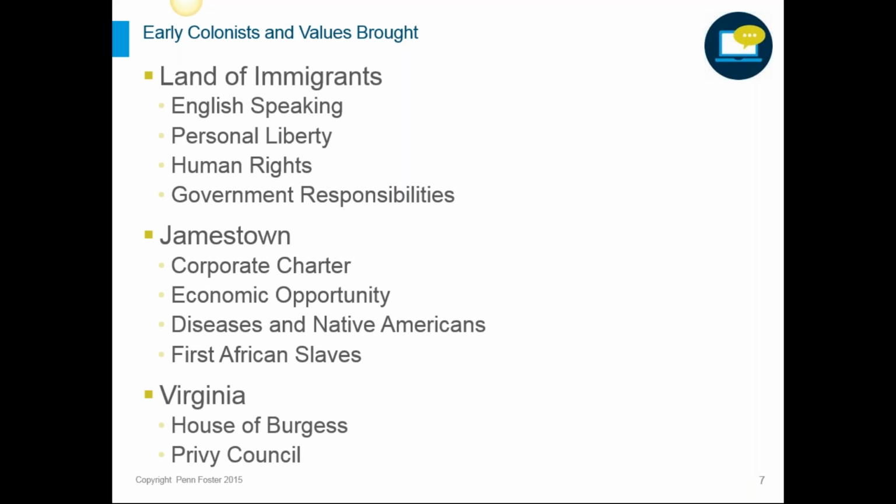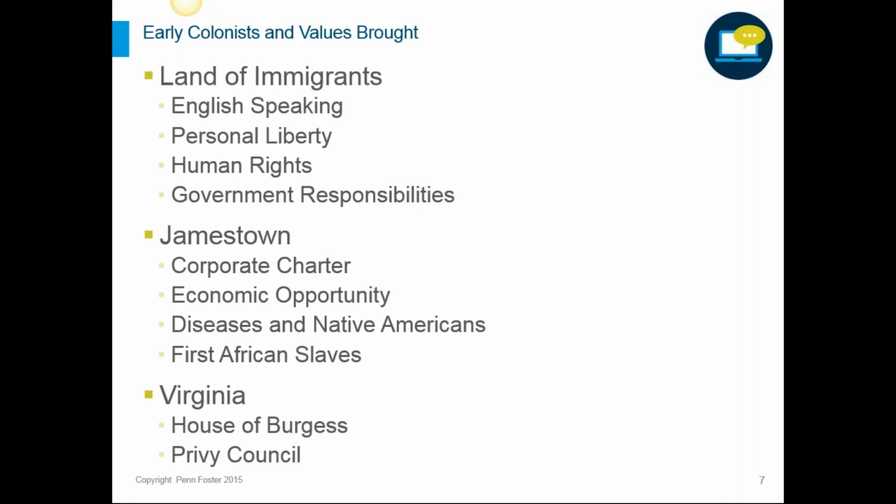This really builds up the ability of Virginia to become the first major colony of the new British colonies, the new British Empire in North America, and establishes the first representative democracy in the New World, with the House of Burgesses being an elected group of legislators who make laws.